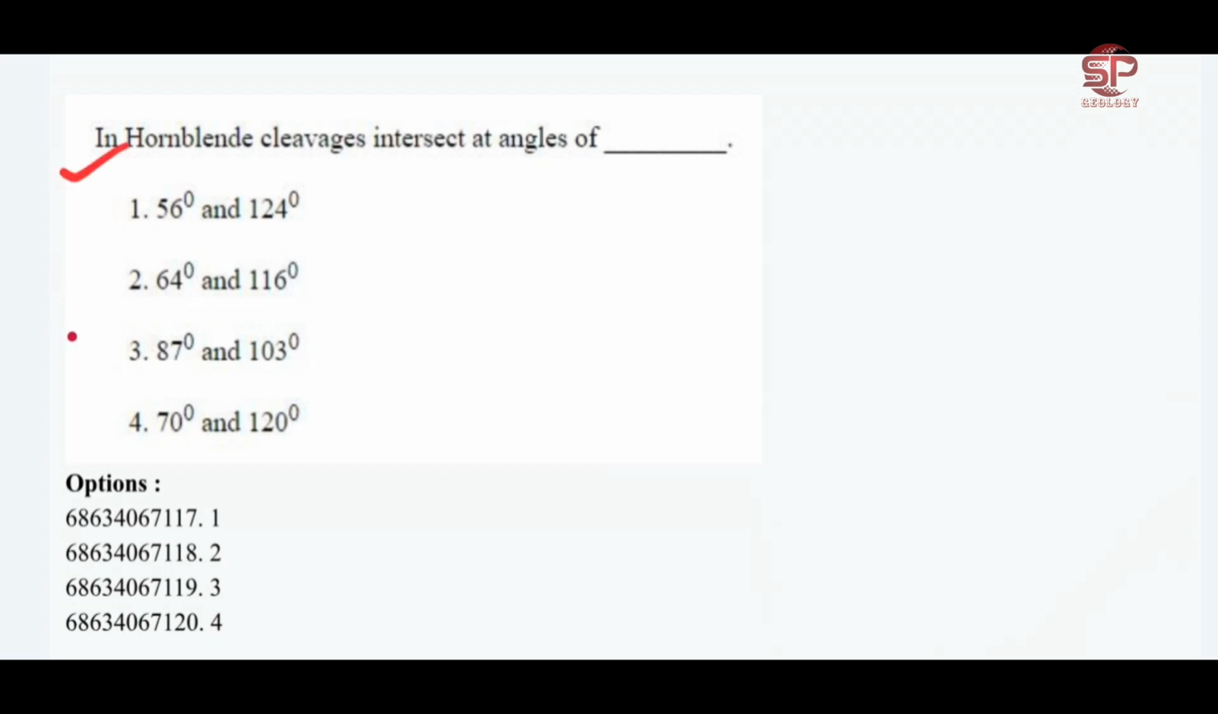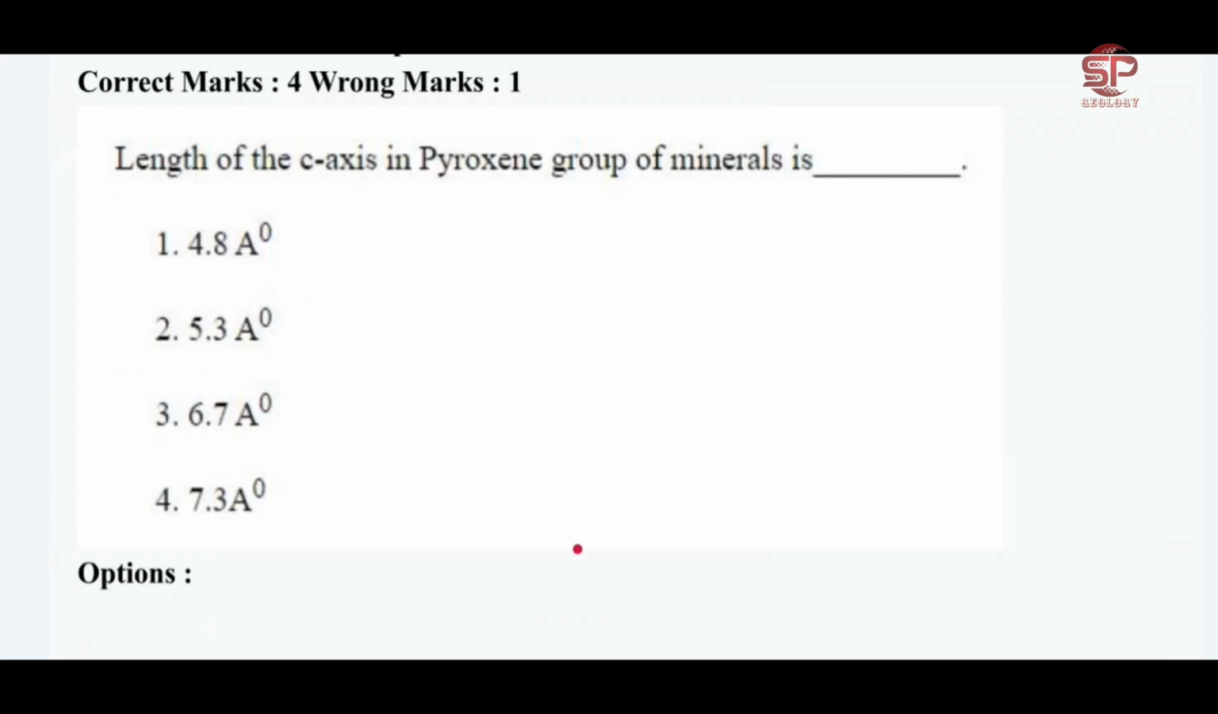The cleavage, of 110, has two sets of cleavage, and the angle between them is 56 and 124 degrees. Now the length of the C-axis in the pyroxene group of minerals: the repetition along the C-axis is at a distance of 5.3 angstrom. The repetition or length of the axis is 5.3 angstrom.